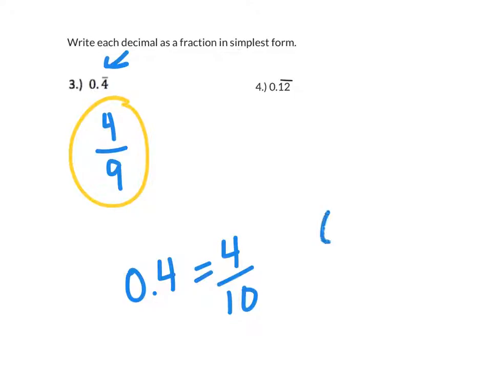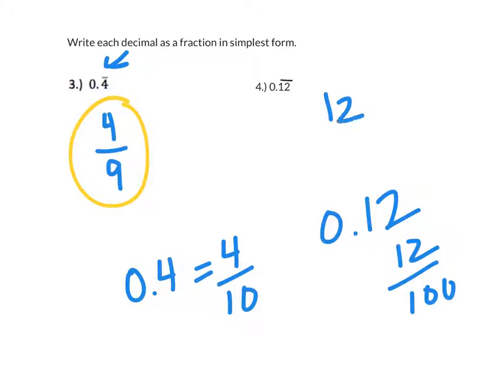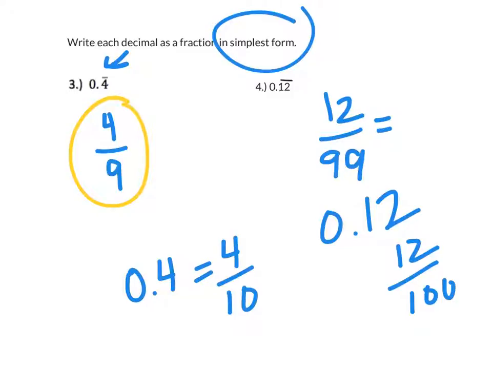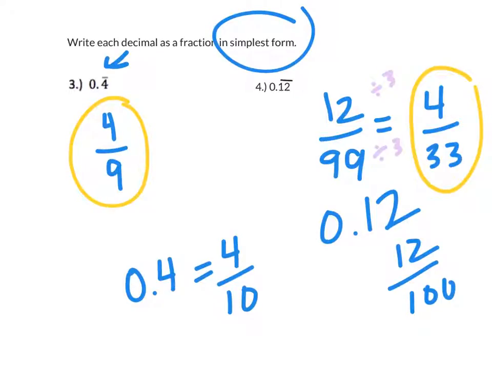For number 4, again, if I ignore the repeating symbol and just say 12 hundredths, that would be 12 out of 100. Since it's repeating, it's 12 out of 99. Now I do have to put this in simplest form, so I would divide the top and the bottom by 3 to get simplest form. That gives me 4 out of 33. And that is my simplified form. So repeating decimals are out of 9 or 99 depending on place value.